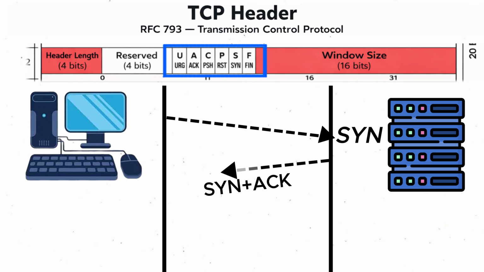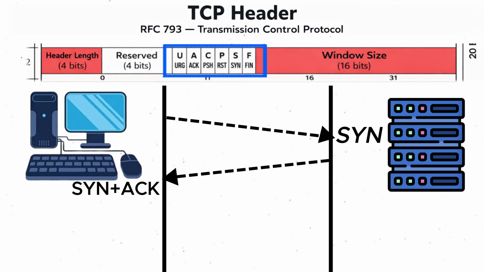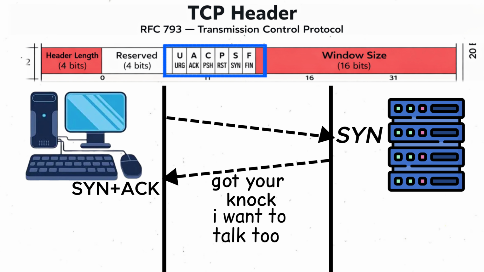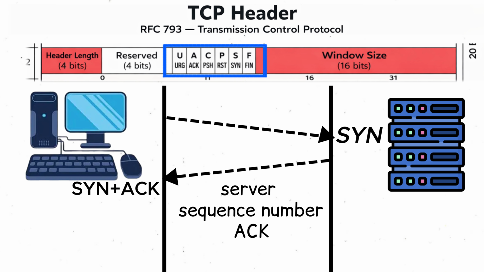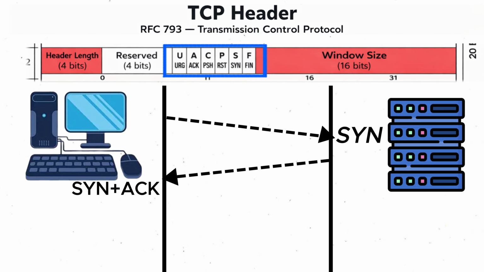Next, the server replies with SYN plus ACK. That's 2 flags at once. SYN: the server says, "Got your knock. I want to talk too. Here's my sequence number." ACK: it also acknowledges your initial sequence number, saying, "I received your knock loud and clear."